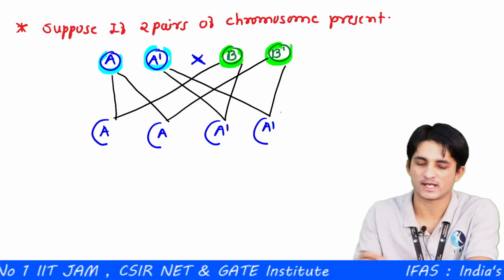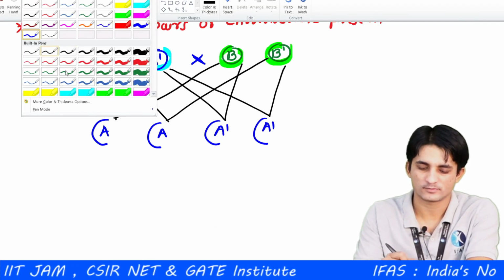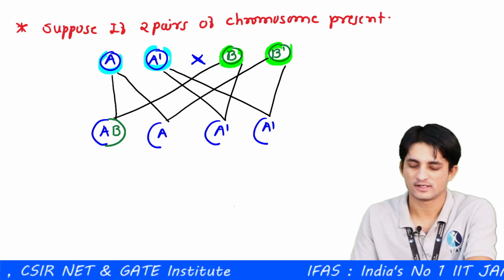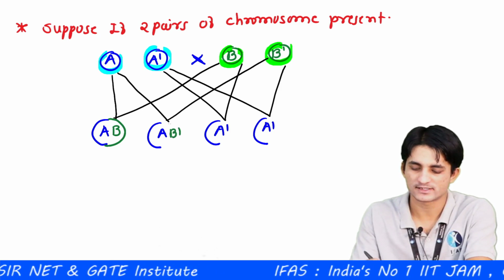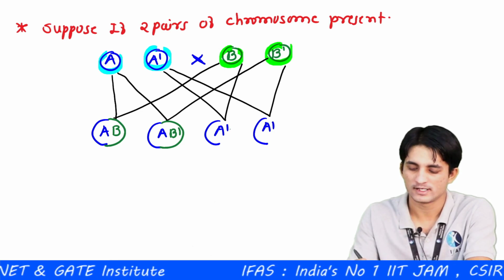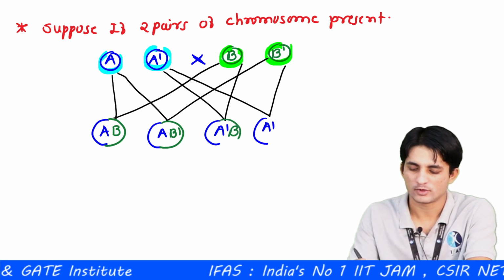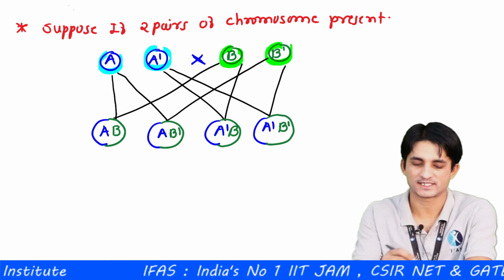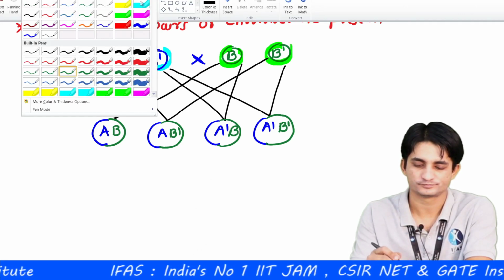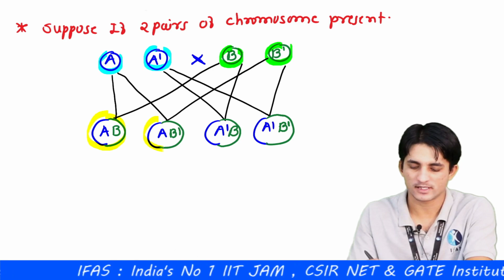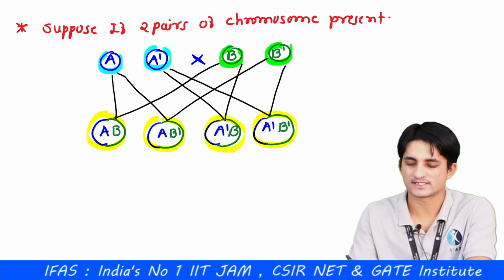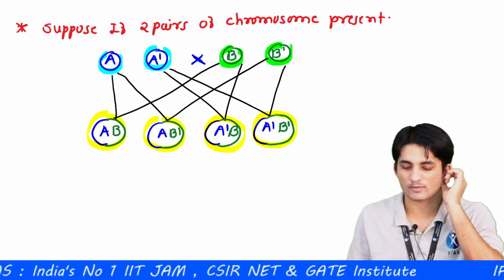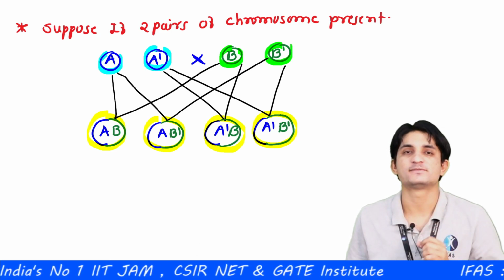Now this is one gamete, and with this gamete there is formation of a pair. So A can go with B, forming this gamete, then A can go with B dash, forming this gamete, or A dash can go with B, forming this gamete, and A dash can go with B dash, forming this gamete. So which types of combinations are formed? AB, that is one combination, AB dash, that is one combination, A dash B, that is one combination, and A dash B dash, that is one combination.